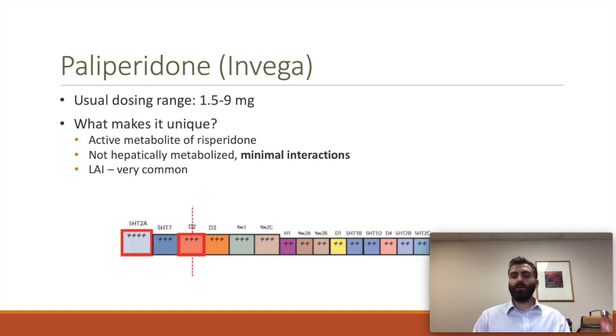Similarly to Risperidone, there's an active metabolite called paliperidone. The chemical name is 9-hydroxyrisperidone, so it's very similar to Risperidone. Its brand name is Invega. It's not hepatically metabolized, so it has minimal interactions, and it comes in an extended release pill. So it's kind of like a slightly better tolerated version of Risperidone with less interactions, but it's also more expensive, so that's the downside.